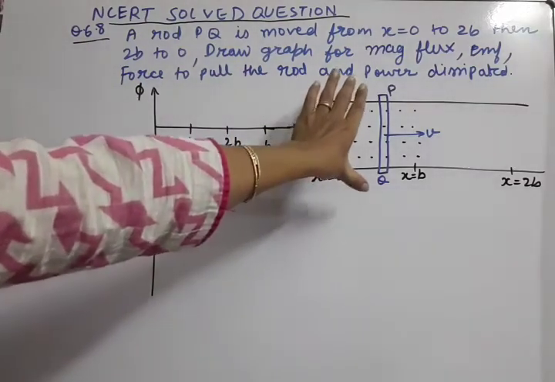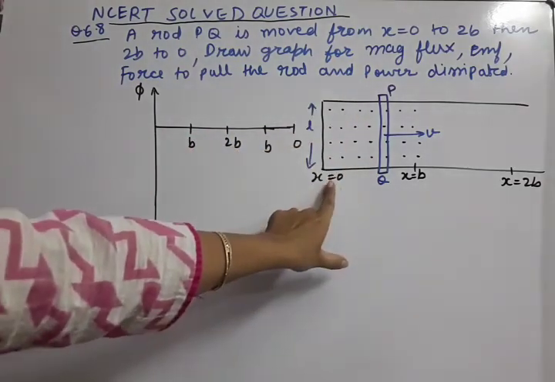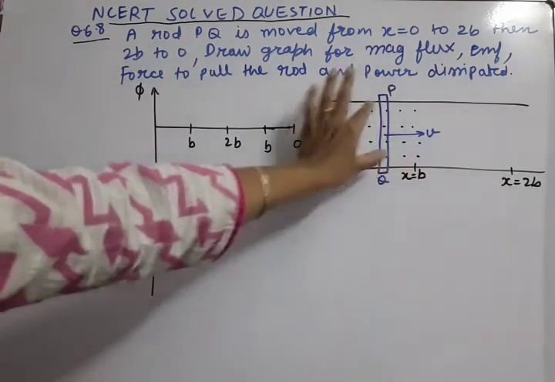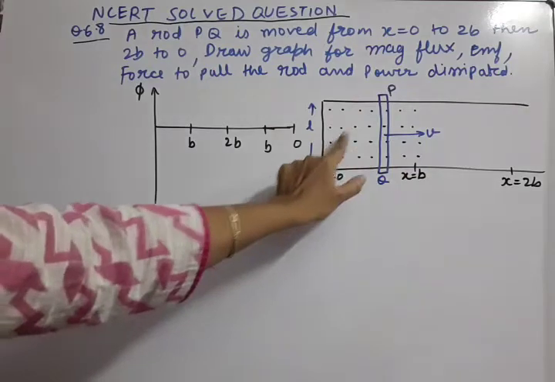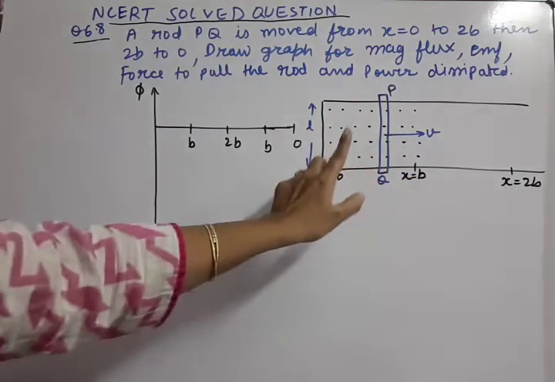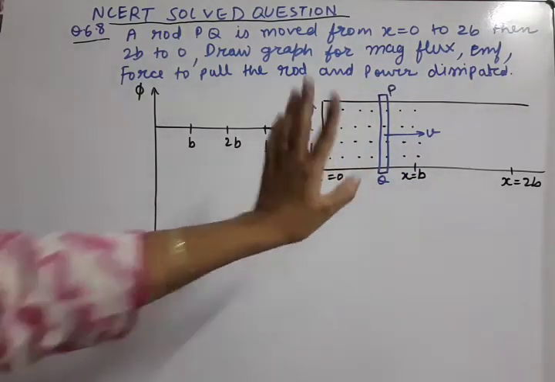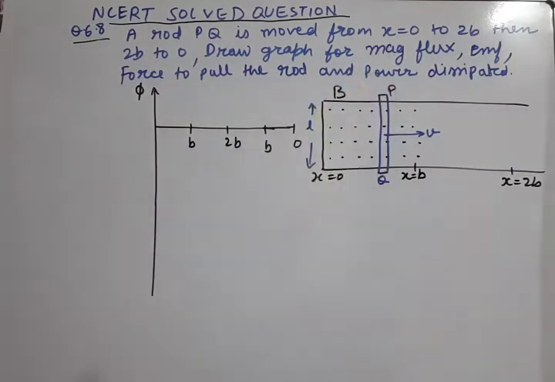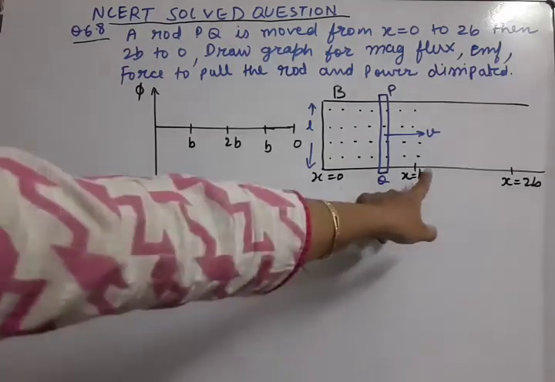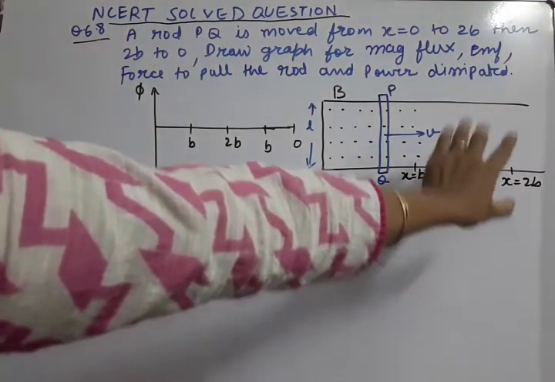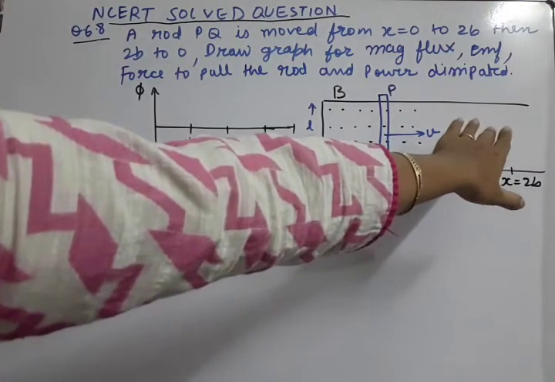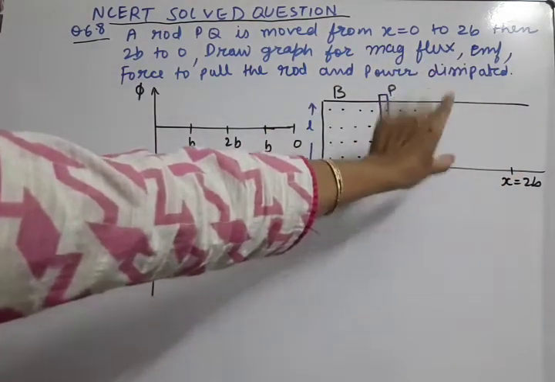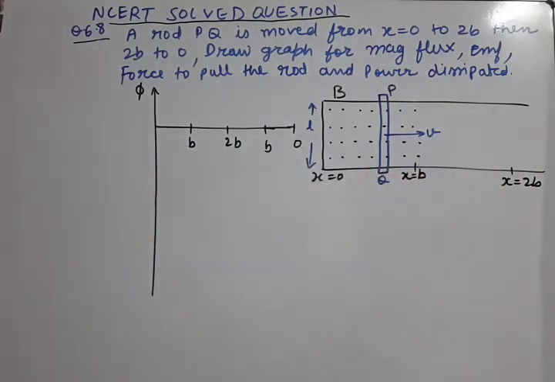The situation is given in the diagram. You can see from x equal to 0 to x equal to b, there is the magnetic field given in form of dots. That means normally outwards magnetic field B is given. Okay, this is magnetic field B. After that you can see from x equal to b to 2b there is no magnetic field because here blank is shown. So from here to here field is present and from here to here field is not present.